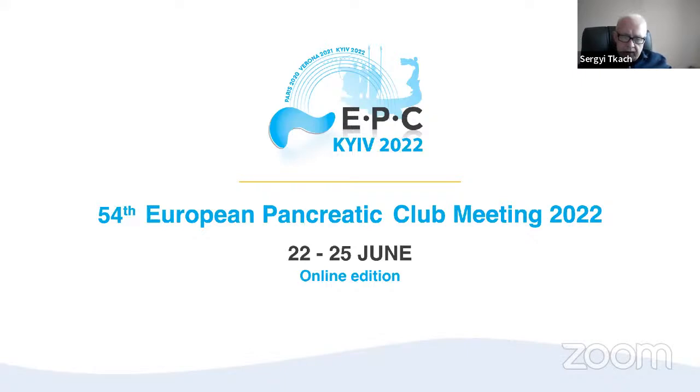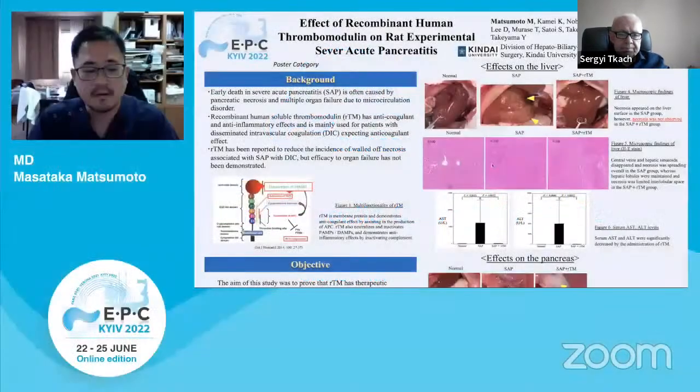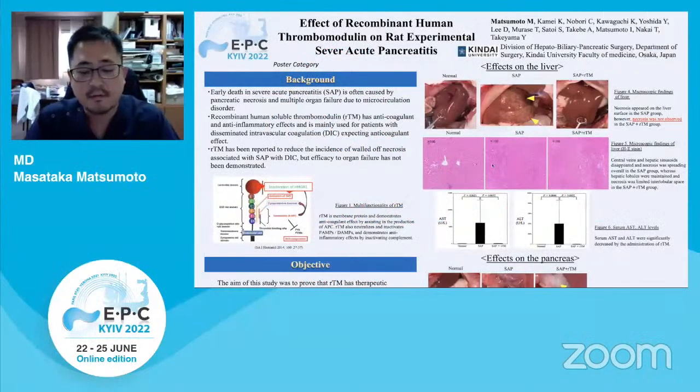Masataka Matsumoto presents: effect of recombinant human thrombomodulin on rat experimental severe acute pancreatitis. Thank you, Chairman. I'm going to talk about the efficacy of recombinant human soluble thrombomodulin for severe acute pancreatitis in a rat experimental model.